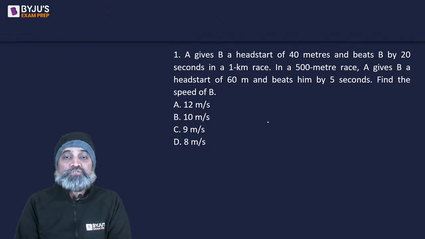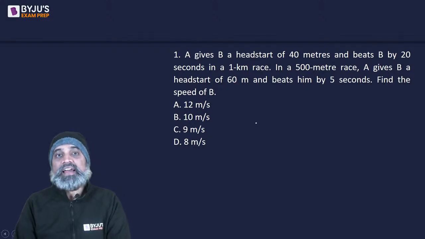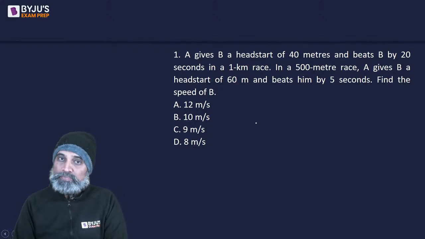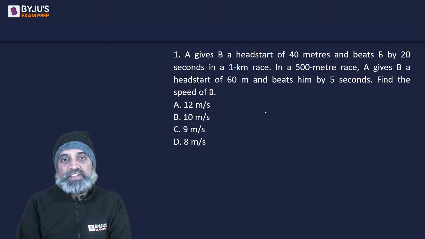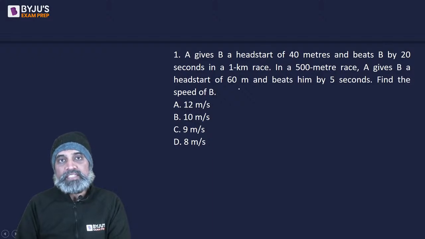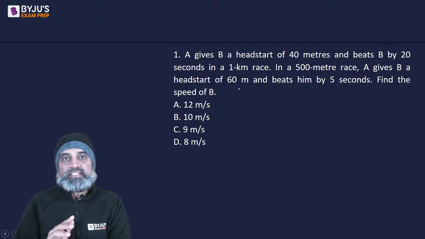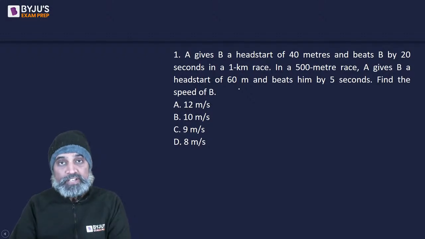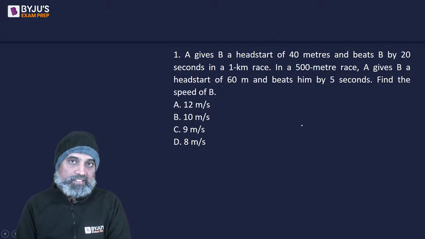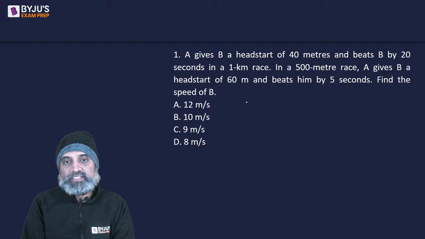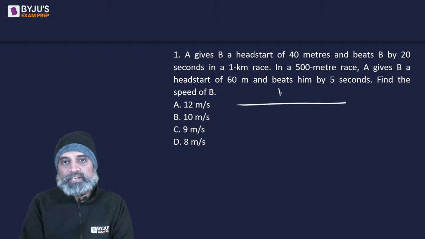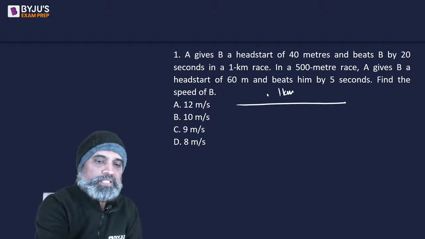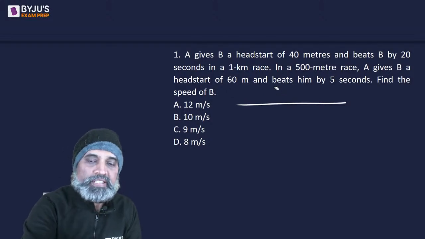So this is a question from time, speed and distance, and within time, speed and distance, this is from the subtopic linear races. It is given that A gives B a head start of 40 meters. That means B is going to run 40 meters ahead of A. B is going to start from there, and A beats B by 20 seconds. So A still wins by 20 seconds in a 1 kilometer race. Instead of 1 kilometer, let's write down 1000 meters.